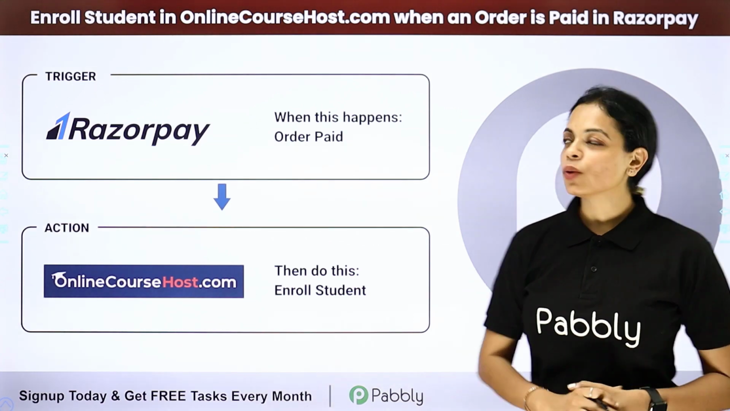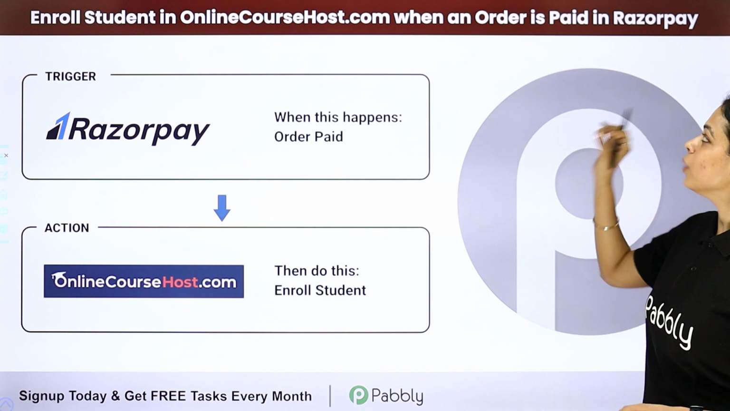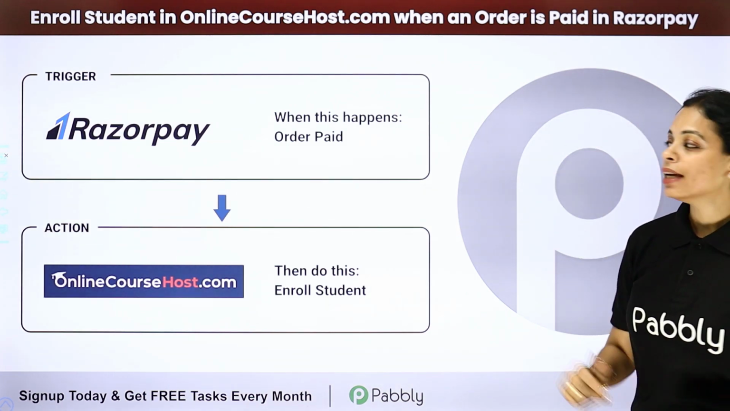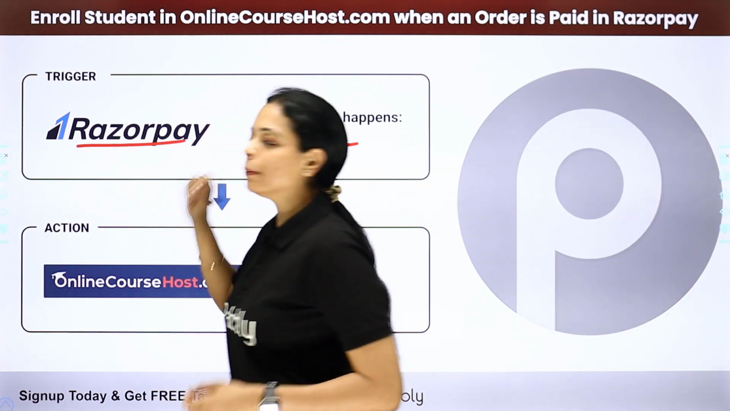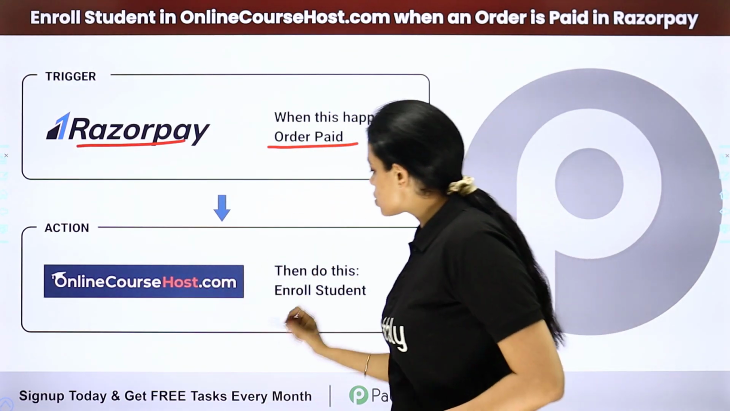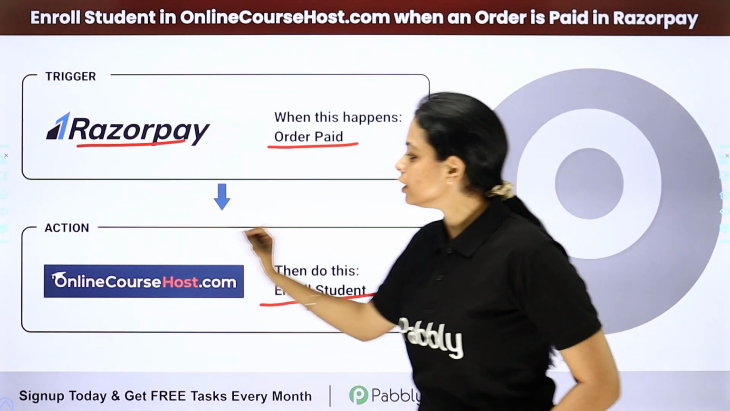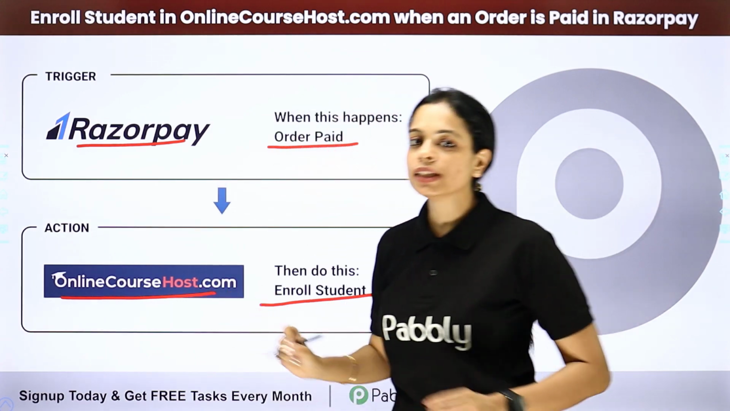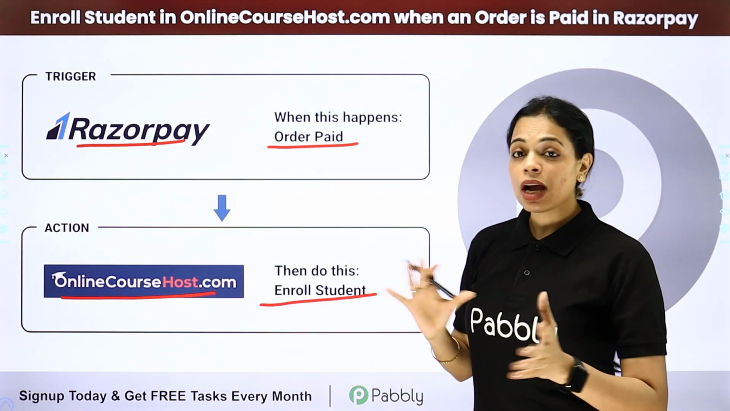In this video, we are going to see how to enroll a student in OnlineCourseHost.com when an order is paid in Razorpay. So every time an order is paid in Razorpay, which is a payment gateway, then you want that for a particular course, this person who has just paid the order should be enrolled as a student in OnlineCourseHost.com, which is an online platform where you can create and sell courses. Now, how can this be done?